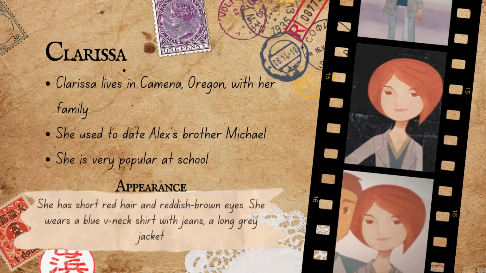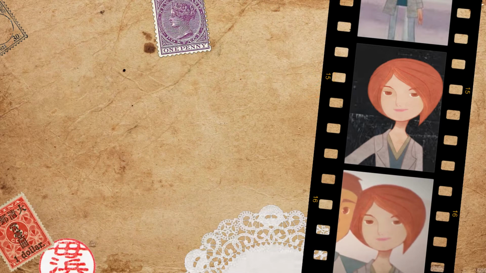Clarissa lives in Camino, Oregon with her family. She used to date Alex's brother Michael before he passed away. She is known to be very popular at school. She has short red hair and reddish-brown eyes. She wears a blue v-neck shirt with jeans and a long gray jacket.